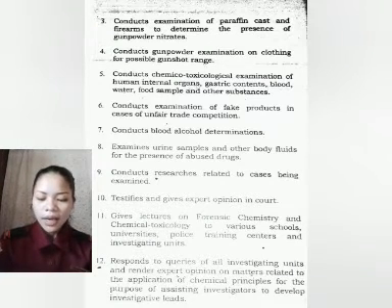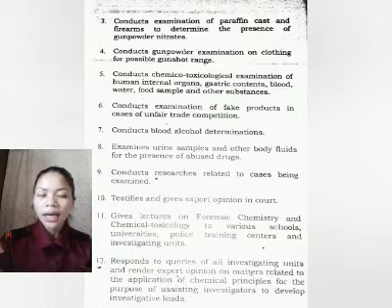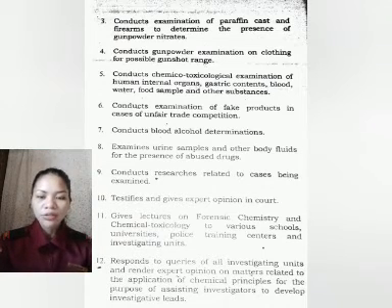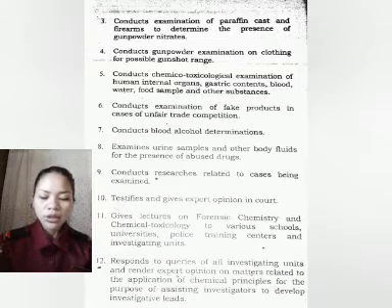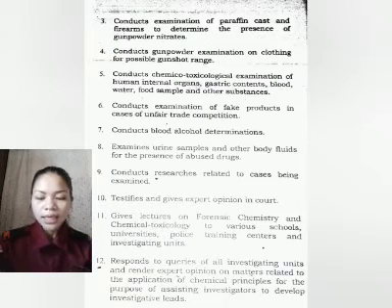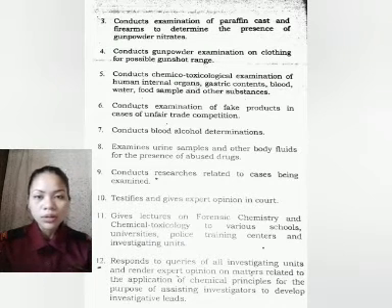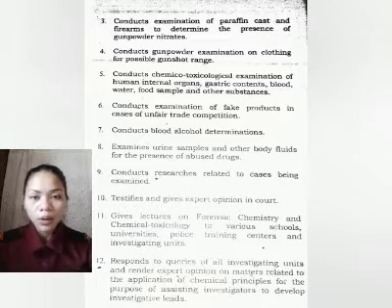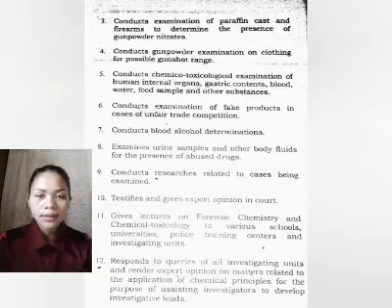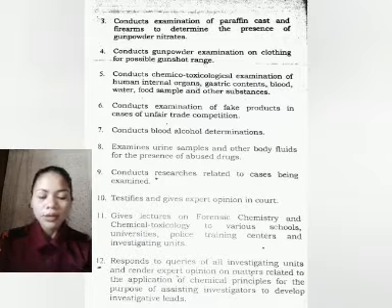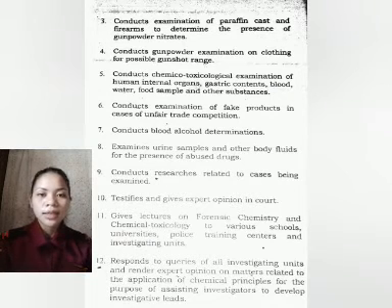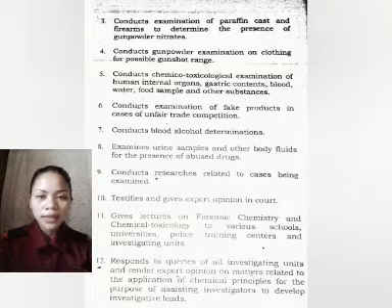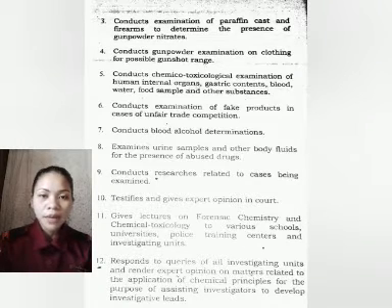Okay? And 7, conduct blood alcohol determination. So this is determination of alcohol in the blood of a person, and it will be examined also to determine those alcohol in blood. So there is examination also in blood to find those drug, alcohol rather, if there is alcohol in their blood. So that will be examined also.